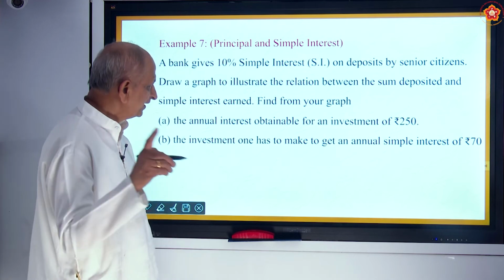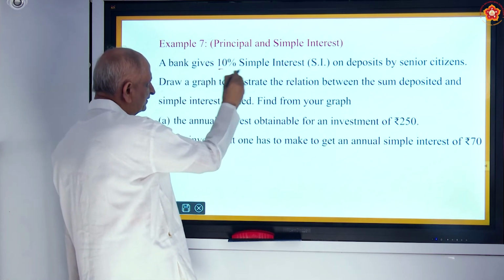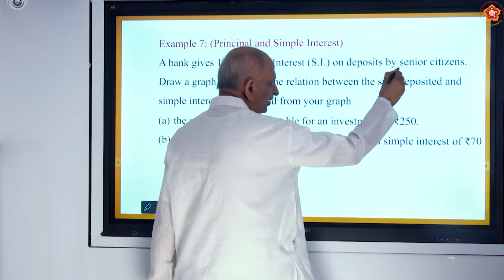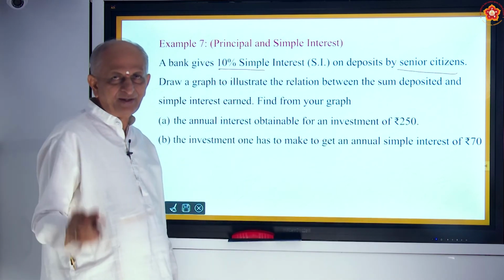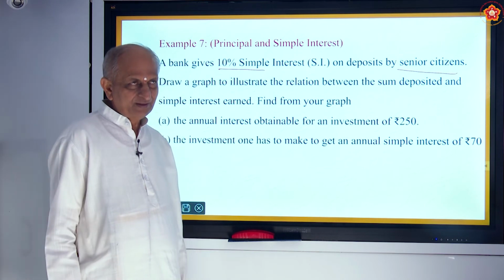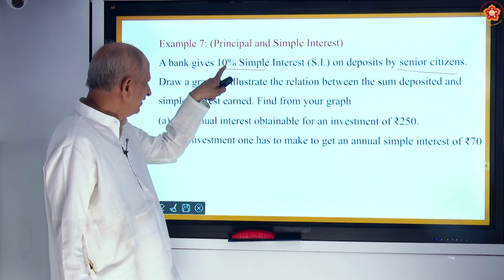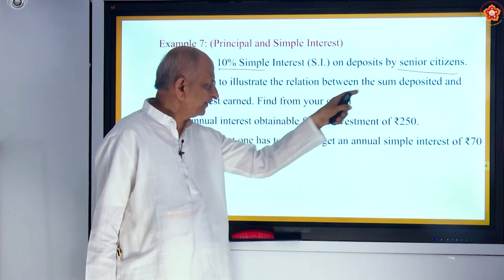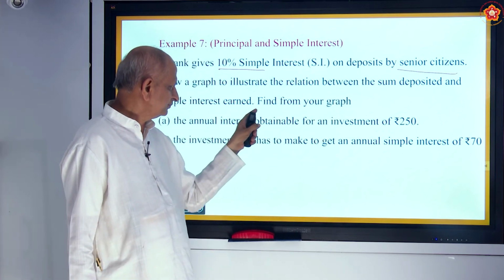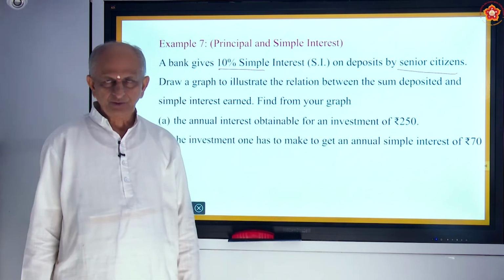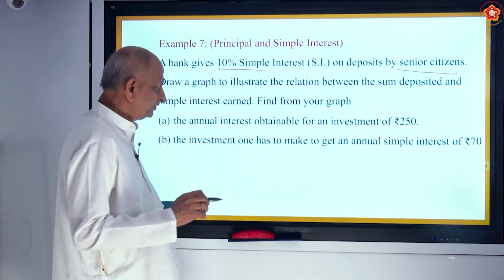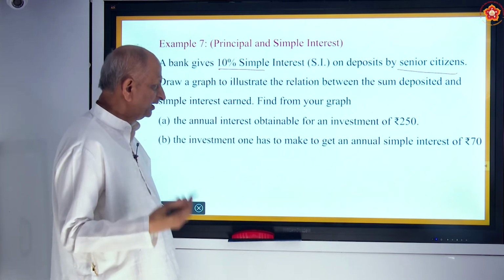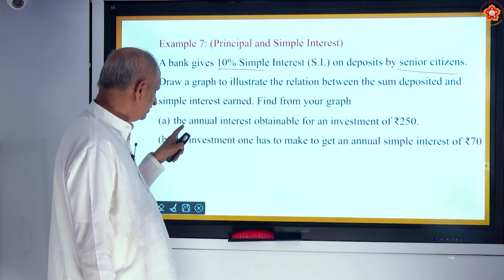Only one example we will take. A bank used 10% simple interest on deposits for senior citizens. Who are senior citizens? They are aged about 60 years, the retired people. Draw a graph to illustrate the relation between the sum deposited and the simple interest earned. You must draw a graph such that the sum and the interest are compared, and you get a linear graph.